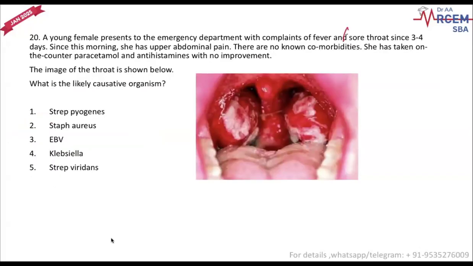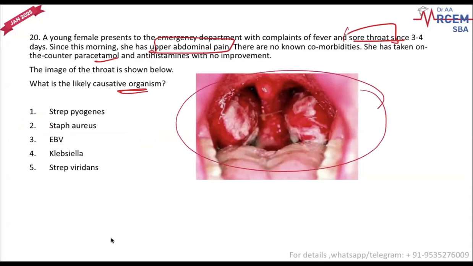A patient has presented with a sore throat. Young female, she is also complaining of abdominal pain, upper abdominal pain. You have already given paracetamol. An image is given. What is the causative organism? The image will not help you to differentiate between bacterial and viral, for example from Strep pyogenes to that of an EBV virus. It will not be helpful.